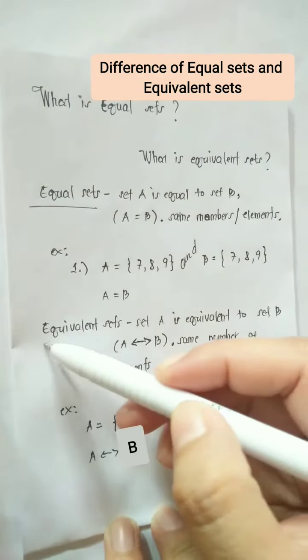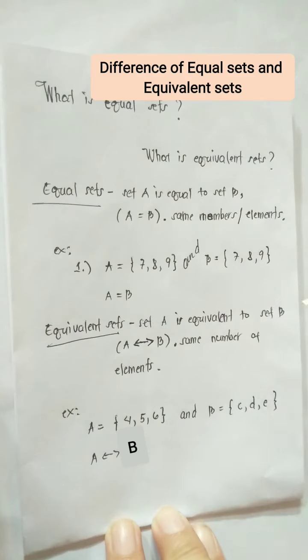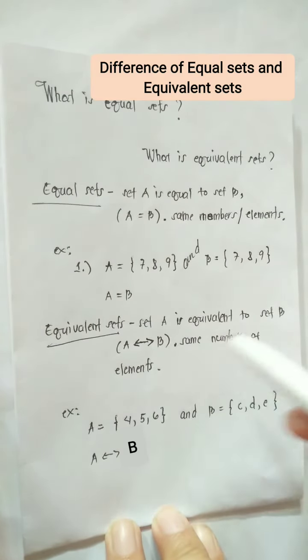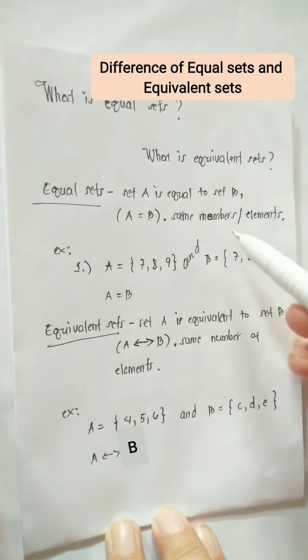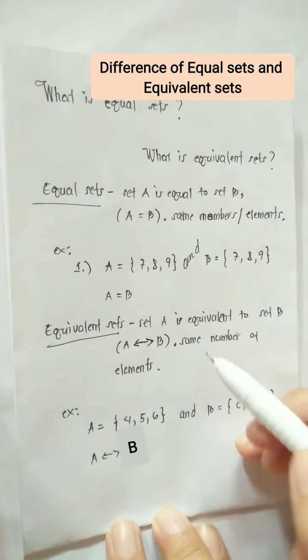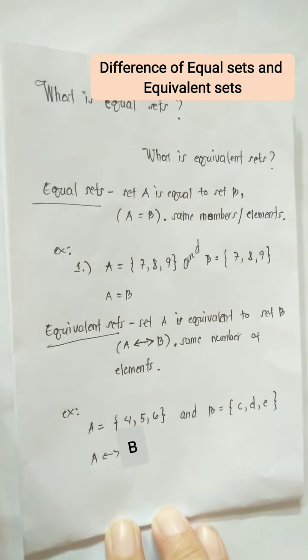On the other hand, equivalent sets, meaning set A is equivalent to set B, denotes equivalent sets if they have the same number of elements. Equal sets have the same members or elements. On the other hand, equivalent sets have the same number of elements.